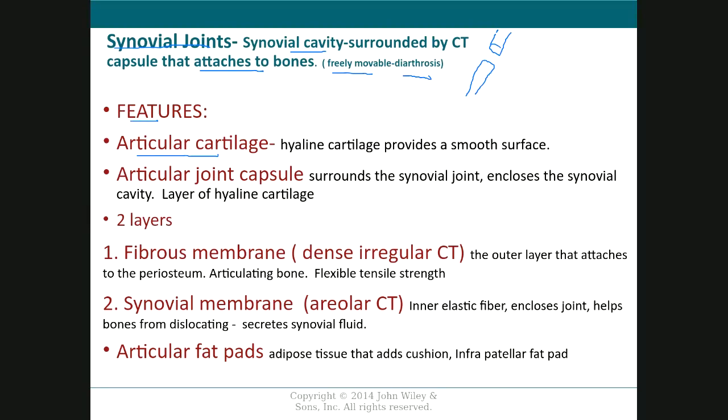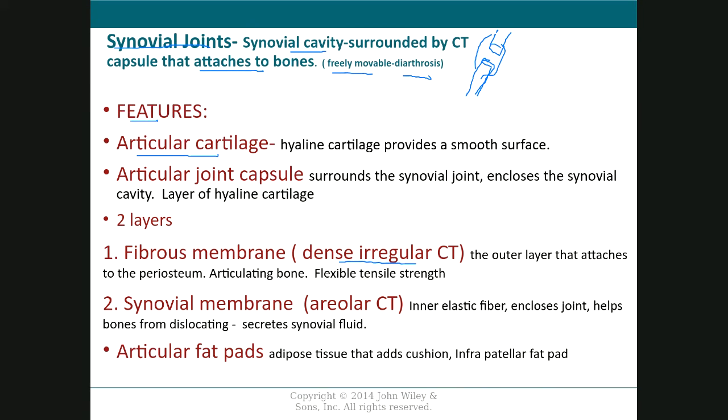And this provides a smooth surface where one bone meets another bone. Around this bone is what we call an articular joint capsule. So there's a little capsule here, okay? And the capsule is made up of two layers. The outer capsule is made up of dense, irregular connective tissue, and that capsule is going to connect to the periosteum of the bone itself.